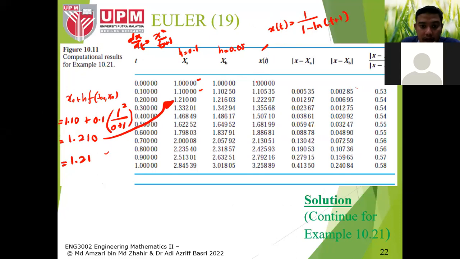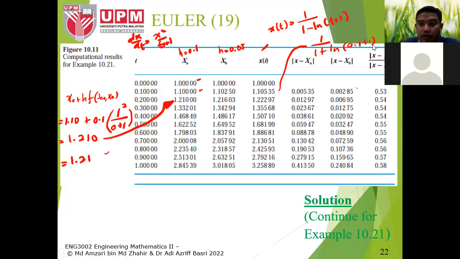So for example, the second one, your t is 1.1. So 1 divided by 1 plus ln, what is your t? t is 0.1 plus 1. So you will get this value.